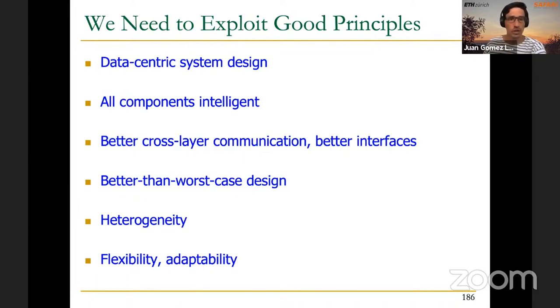Good principles, in order to summarize the many things that I'm saying: data-centric system design, all components being intelligent, also memory. Enough with these dumb memories that can only store data. Better cross-layer communication and better interfaces across different components of the system, and do something that is better than the worst case scenario, right? And this can be done by enabling heterogeneity in the system. One form of heterogeneity is processing in memory as well, but there may be other ways, like different types of accelerators or specialized compute units that make the system more flexible and more adaptable to the real needs of the workloads.